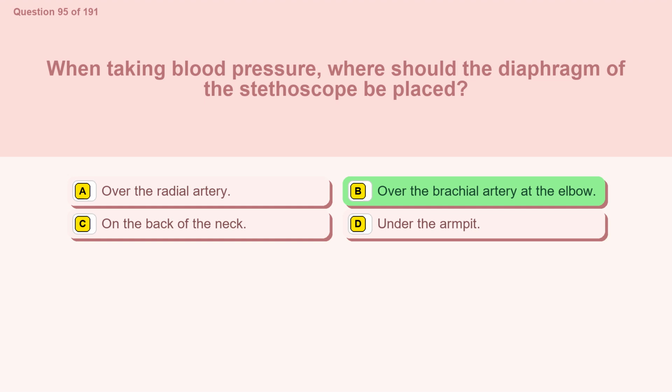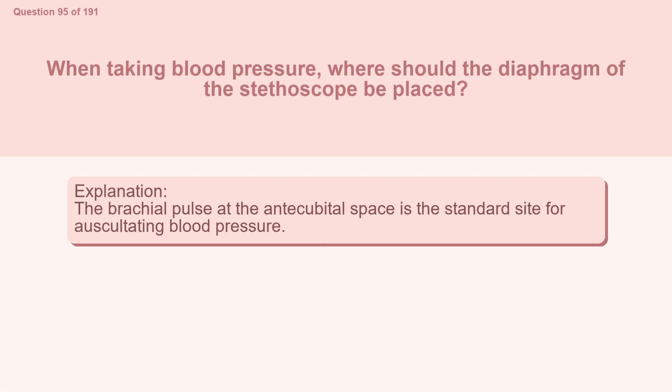The correct answer is option B, over the brachial artery at the elbow. The brachial pulse at the antecubital space is the standard site for auscultating blood pressure.